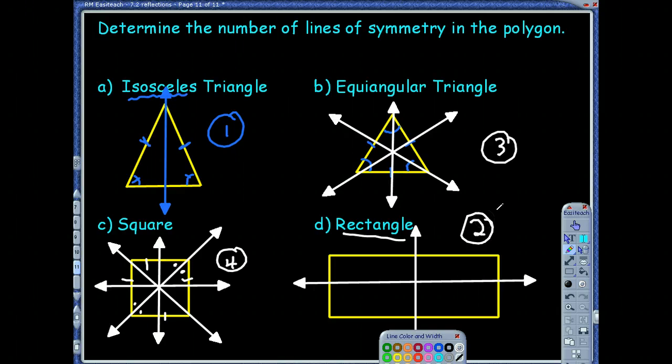Would a scalene triangle have any lines of symmetry? No, it shouldn't, because there are no congruent pieces that are going to map to itself.